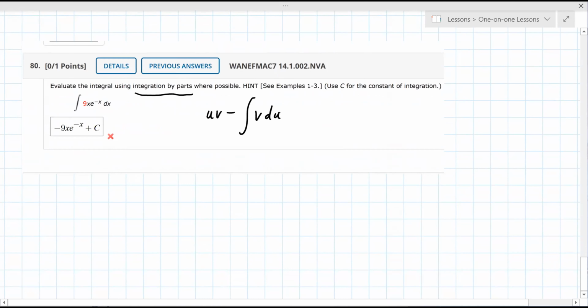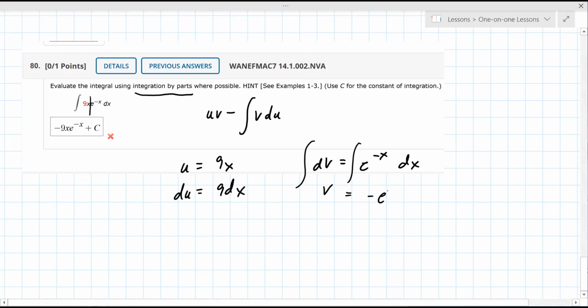So in this scenario, you want to set u to be the thing in front of the e, so the 9x, and the dv equal to e to the minus x dx. And this is the only way it works. If you flip them, where dv is 9x and u is e to the minus x, well, then it doesn't work. So du here is 9 dx. And when you integrate over here, you get minus e to the minus x. If that's not clear, we can go through that, but hopefully that's clear.